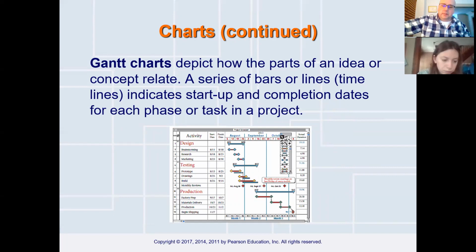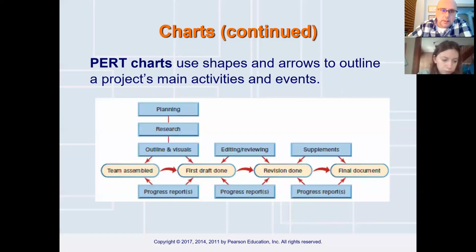Gantt charts can be very sophisticated. Be careful doing these. They depict how the parts of an idea or concept relate. A series of bars or lines, timelines, indicate startup and completion dates for each phase or task in a complete project. Make sure that you are using a clear color scheme, and make sure that you are clearly marking data. And above all, no matter what, do your best to not overload this chart. Charts are going to use shapes and arrows to outline projects, main activities, and events.